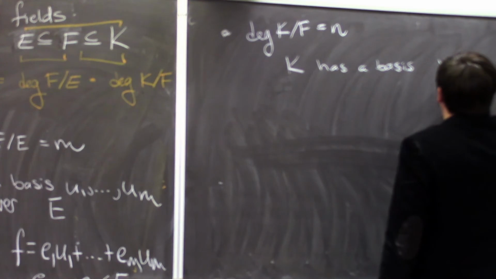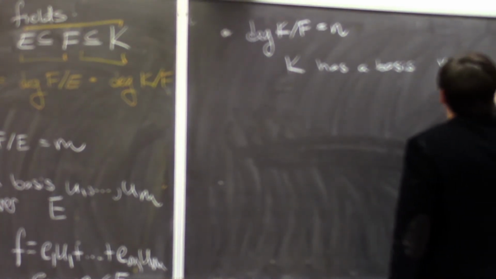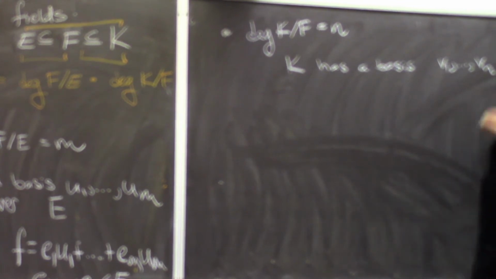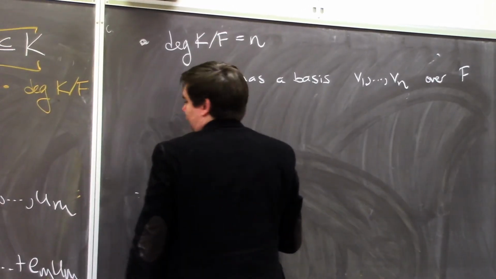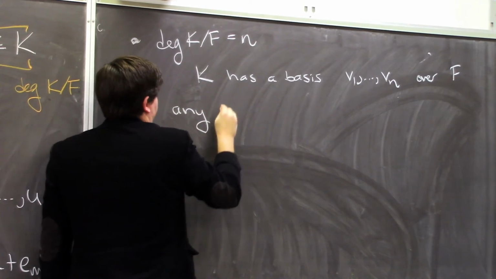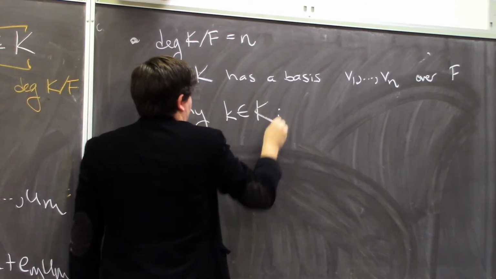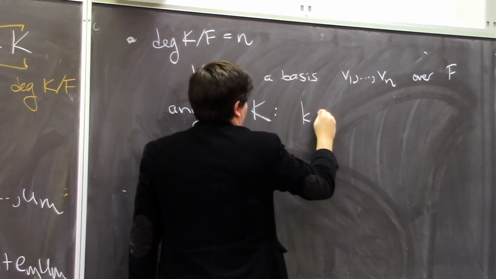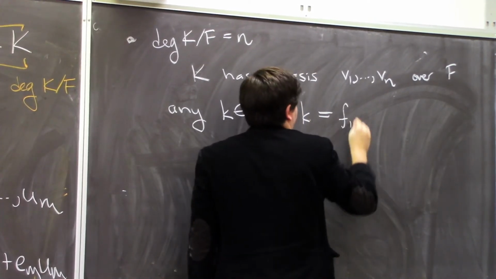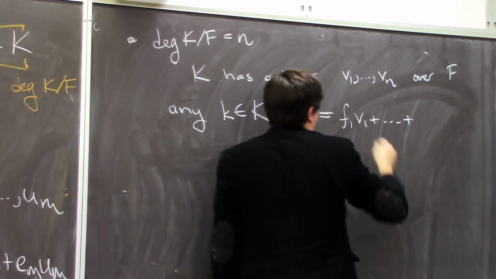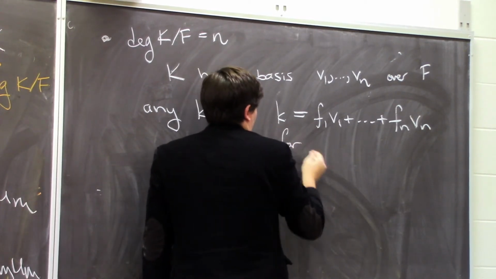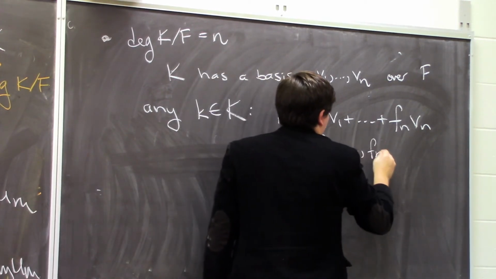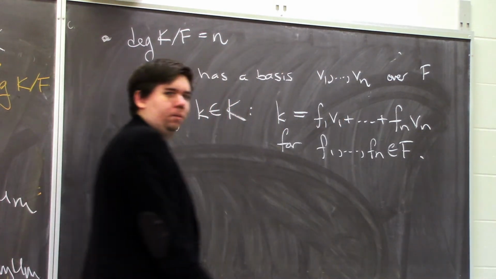Some, we'll call it V1 through Vn, n elements, over F. So that's saying that for any element K in K, K can be written as some element of F times V1 plus some element of F times V2 through some element of F times Vn, for some F1 through Fn being elements of F.